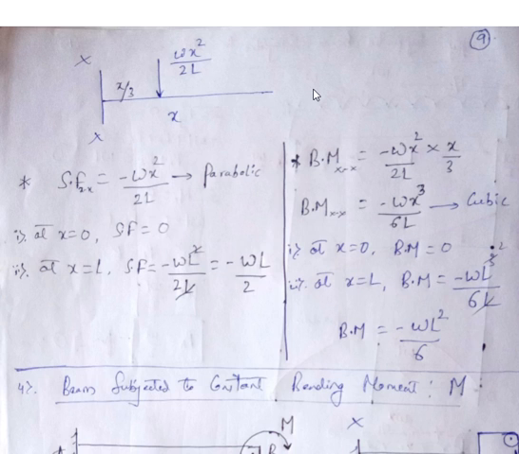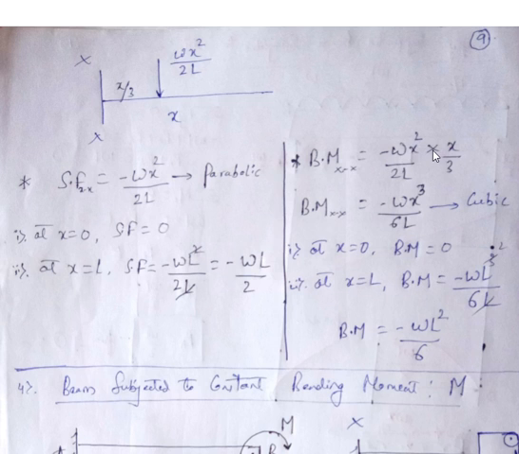For getting the bending moment equation, we need to consider force into perpendicular distance. To obtain bending moment with respect to xx, there is only one force, that is Wx square by 2L, and the perpendicular distance is x by 3. This force is trying to bend the beam in the downward direction. With respect to xx, it is bending downward, so we need to take minus. So the bending moment equation will become minus, force is Wx square by 2L, and perpendicular distance is x by 3.